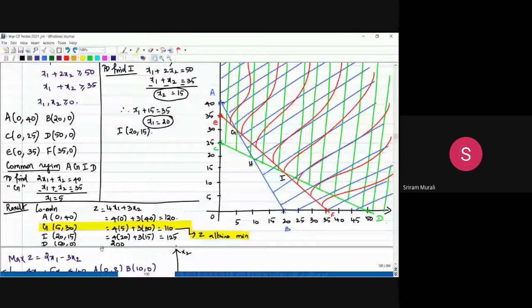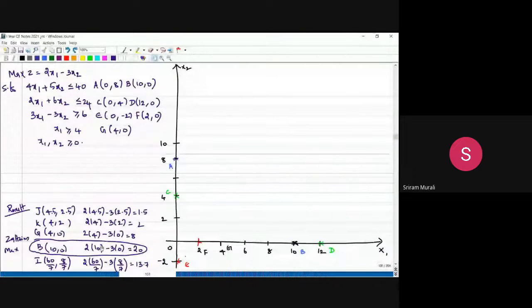So this is another problem. We want to maximize the objective of the problem subject to the constraints. It is a mixed constraint. So far we discussed less than or equal to type in the first two problems. The third question is more than or equal to type with minimization. Now it is a mixed constraint, and the objective of the problem is to maximize.